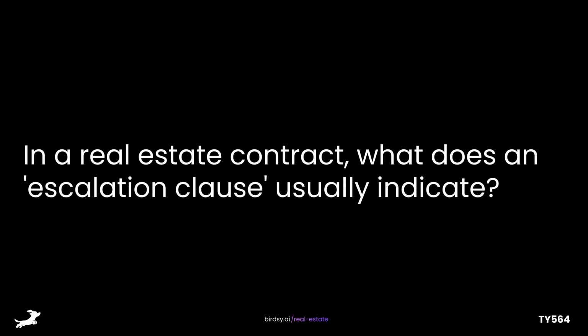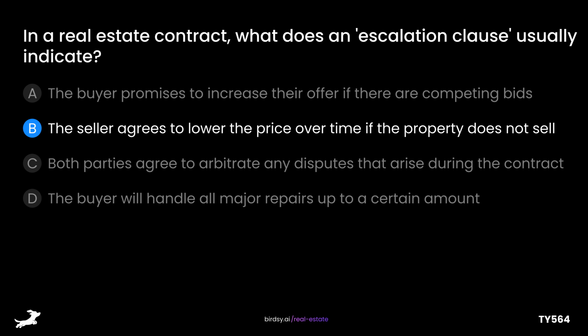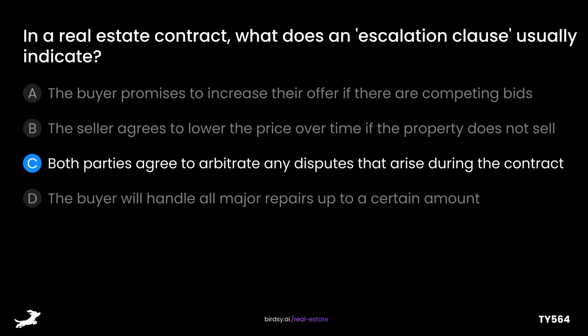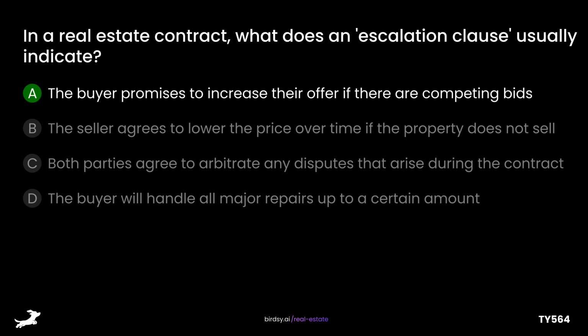In a real estate contract, what does an escalation clause usually indicate? Is it A, the buyer promises to increase their offer if there are competing bids? B, the seller agrees to lower the price over time if the property does not sell? C, both parties agree to arbitrate any disputes that arise during the contract? Or D, the buyer will handle all major repairs up to a certain amount? The answer is A, the buyer promises to increase their offer if there are competing bids.